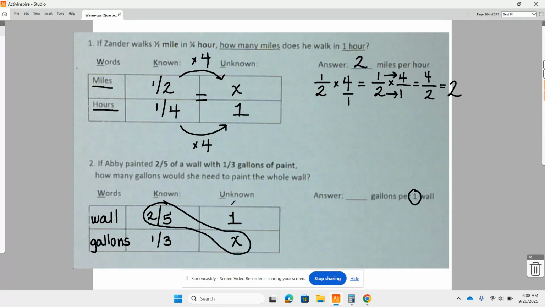Remember, cross products means that 2/5 times X is equal to 1/3 times 1. All right, we know 1/3 times 1 is just 1/3. So now we need to do an inverse operation. Going to be dividing by 2/5 on each side.